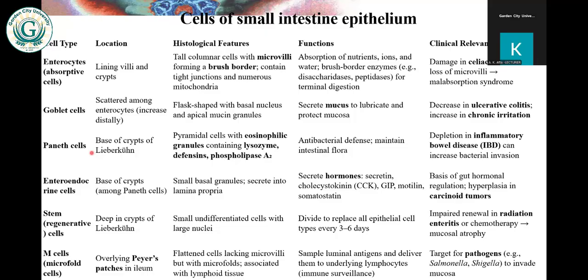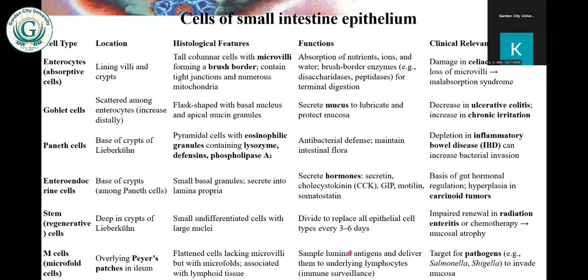They also have M cells. M cells overlay the Peyer's patches. And I told you the Peyer's patches contain immune cells. So what the M cells do is they are like antigen presenting cells. They sample the luminal antigen, then they deliver it to the lymphocytes that you find in the what? In the Peyer's patches.